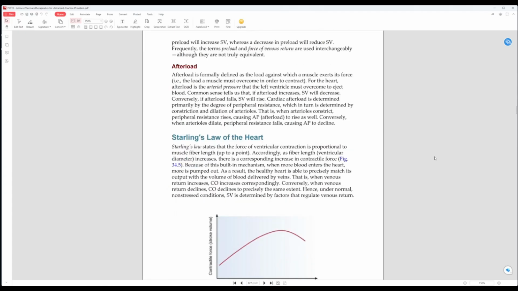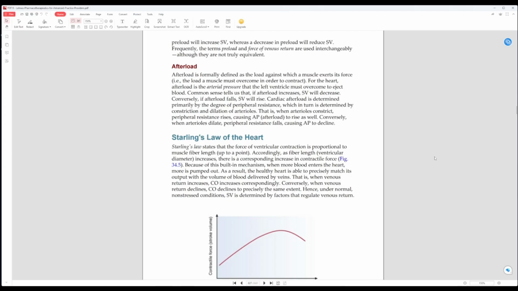Which brings us to the afterload. Afterload is formally defined as the load against which the muscle exerts its force, i.e., the load that the muscle must overcome in order to contract. For the heart, afterload is the arterial pressure that the left ventricle must overcome to eject blood out into the circulatory system. Common sense tells us that if the afterload increases, your stroke volume will decrease. Conversely, if the afterload falls, your stroke volume will rise.